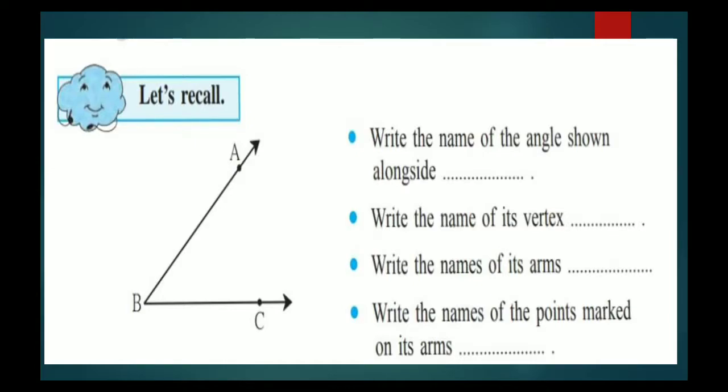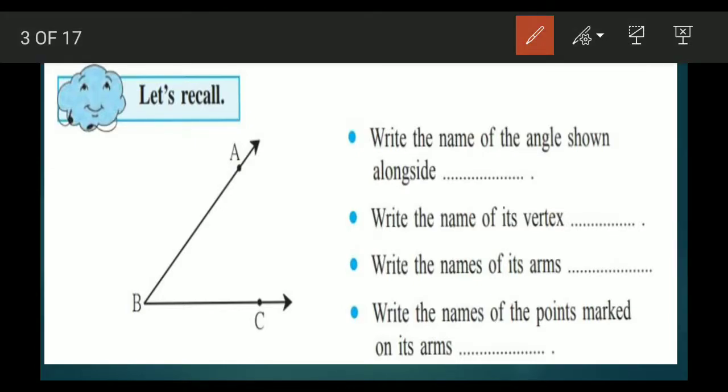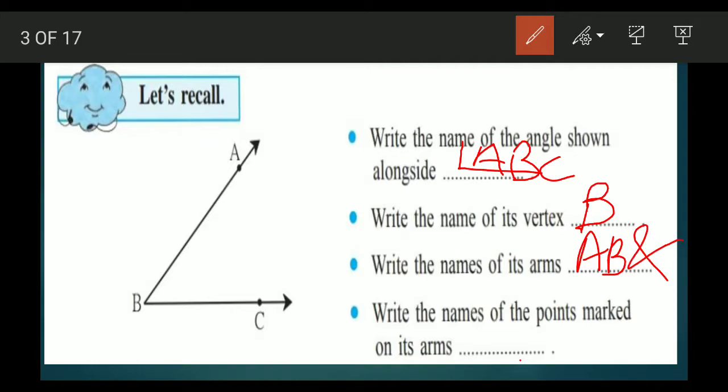So let's recall, children. Write the name of the angle shown alongside. What is the name of the angle? Angle ABC. Write the name of the vertex. Vertex is B. Write the names of the arms. AB and BC are the arms. Write the names of the points marked on the arms. Point A, point B and point C.